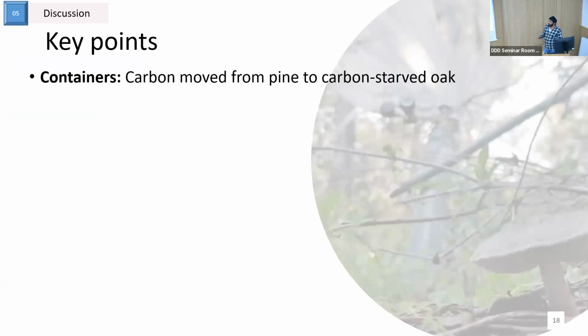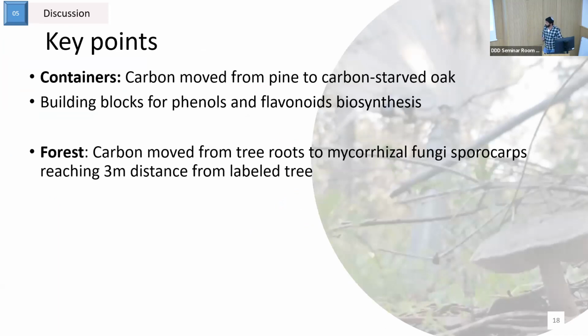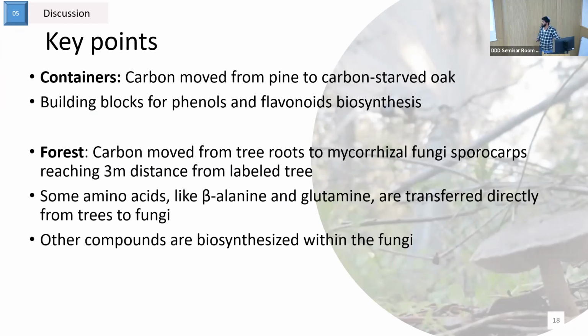So to sum things up, we saw that in the containers, carbon moved from the pine to the carbon-starved, shaded oak in the form of phenols and flavonoids. In the forest, we saw that carbon moved from the tree to the adjacent sporocarps. Some of them were amino acids that were moved directly. Some of them were other compounds that were probably biosynthesized by the fungi.